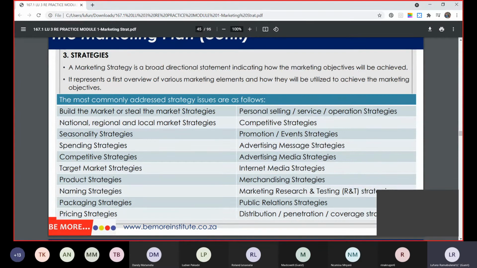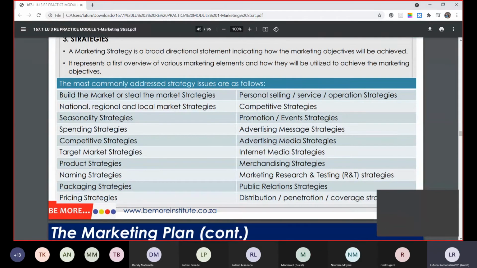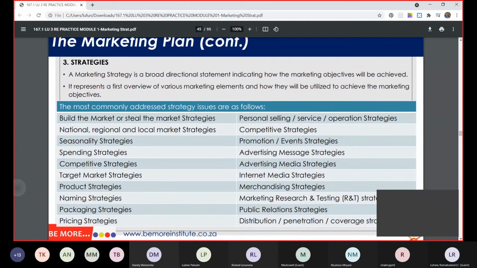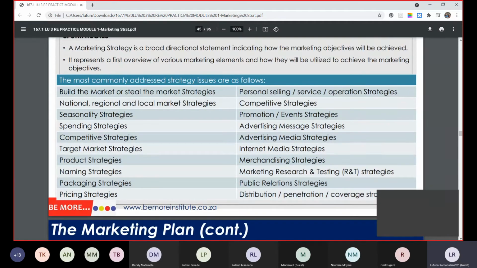Okay, your pricing strategy, your personal selling strategy. These are the different strategies that you have. The most common, your internet media strategies.